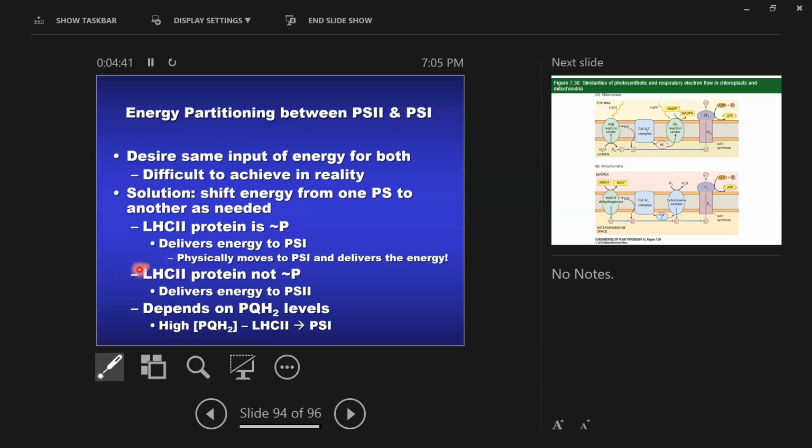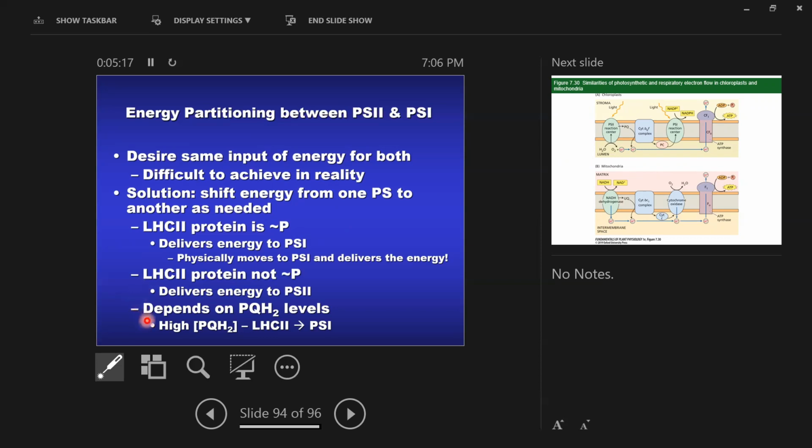It's the light harvesting complex. That's what LHC stands for. Those are the antenna complexes that surround photosystem 2. Sometimes they're right around photosystem 2, but in this case, if the LHC2 antenna complex protein is phosphorylated, that actually tells it to disassociate from photosystem 2 and find photosystem 1. Basically, it's trying to get photosystem 1 to kick into high gear and get up to speed with what photosystem 2 is doing.